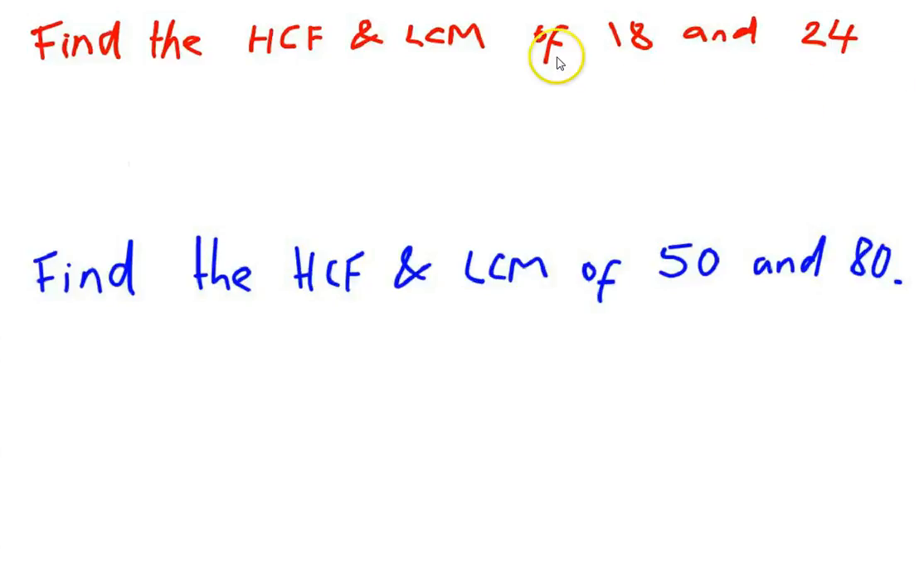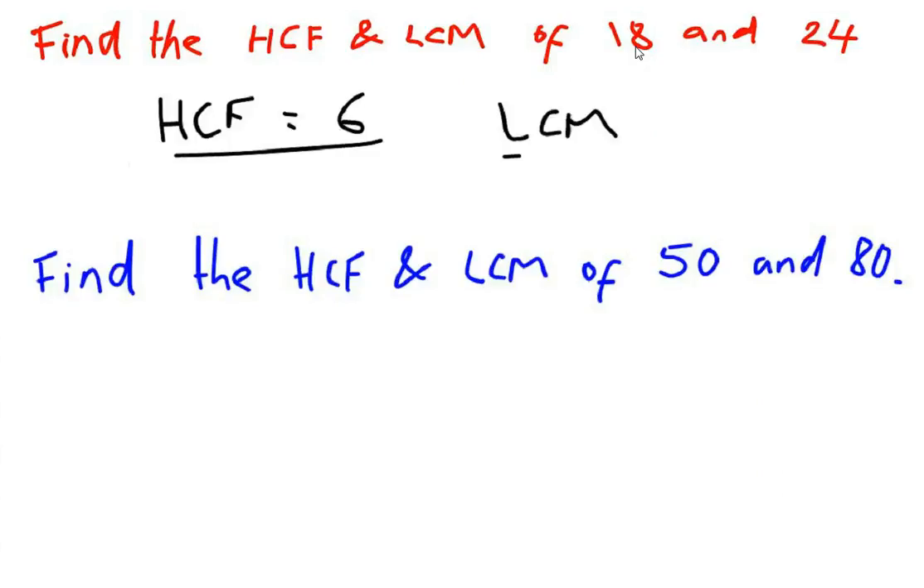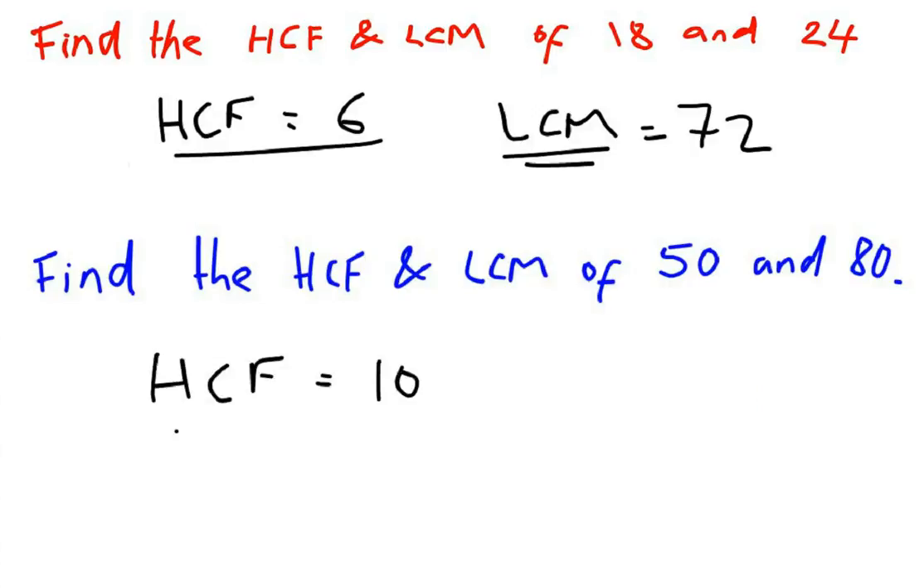Okay, so I'll give you some answers now. The highest common factor of 18 and 24 is 6, and the lowest common multiple of both of those numbers is 72. And then for the second question, find the highest common factor and lowest common multiple of 50 and 80. The highest common factor of those two, you should have got 10, and the lowest common multiple of those two, you should have got 400.